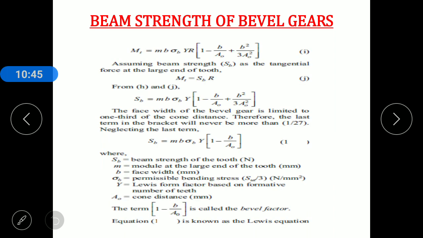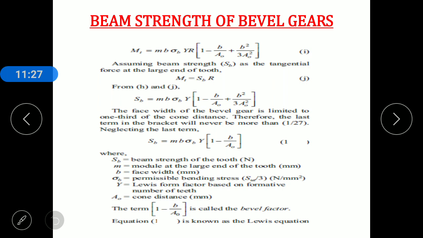Okay, and from this term we take b common and we get a relation: torque M suffix T is equal to m sigma by into r, inside the bracket 1 minus b divided by AO plus b square divided by 3AO square. Consider equation I. Assuming beam strength SB as a tangential force at the large end of the tooth, here we assume SB, that is the beam strength, is the tangential force at the large end of the tooth, and we know the relation for torque. Torque is the tangential force into the radius. M suffix T is equal to SB into R.